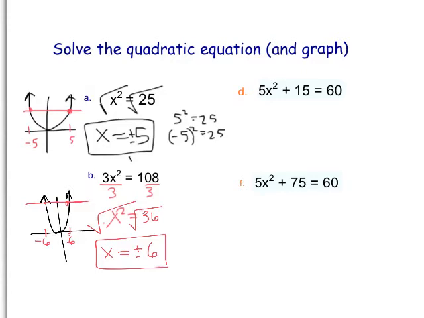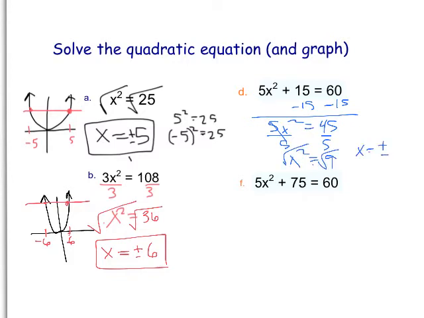On the other side is just one extra step before we finish solving. Subtract 15 on both sides. 5x squared equals 45. Divide both sides by 5. x squared equals 9. And then the square root on both sides. x equals positive or negative 3.